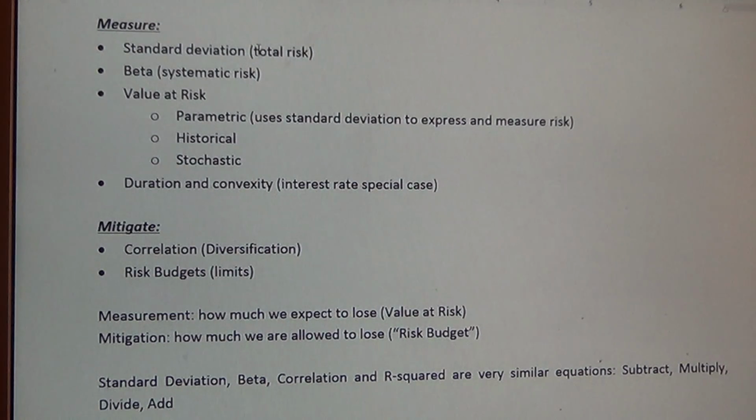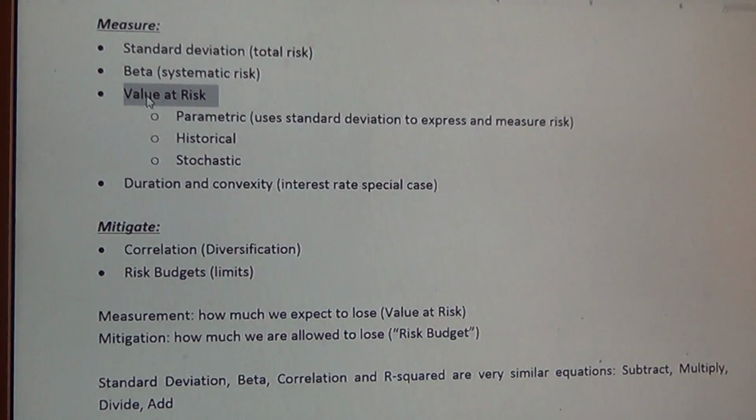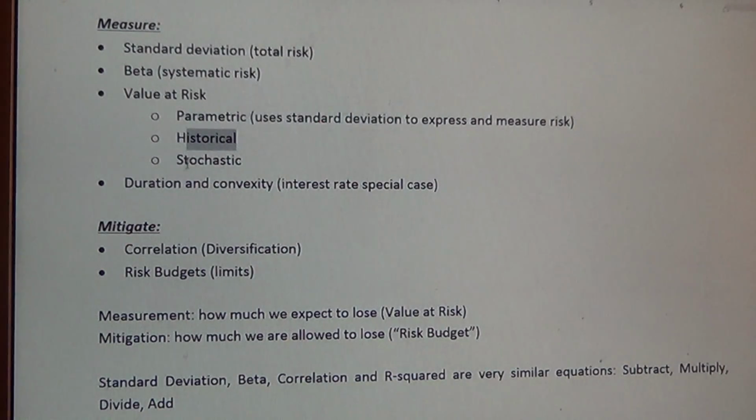That's when you're looking at total risk. Beta, as we discussed in a previous class, is a good measure for risk when you're looking at an individual stock and you don't care about its total risk, but just its systematic risk. And the one we're going to use quite heavily in this course is value at risk, a very popular one, especially in finance. There are three ways to calculate it: parametric, historical, and stochastic. We'll be focusing our attention on parametric, and that's using standard deviation to express and measure risk.